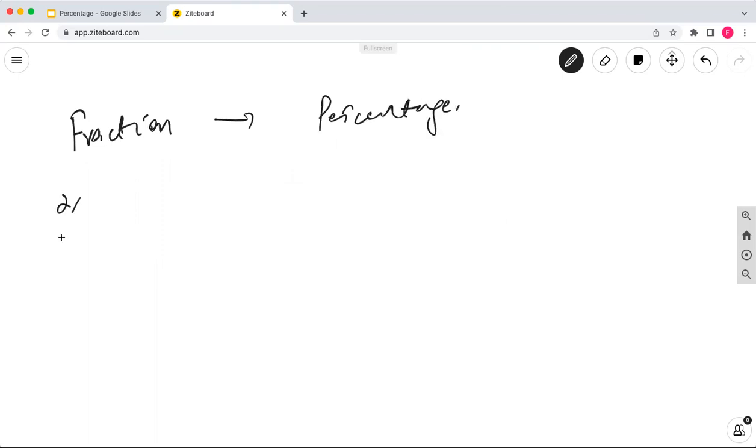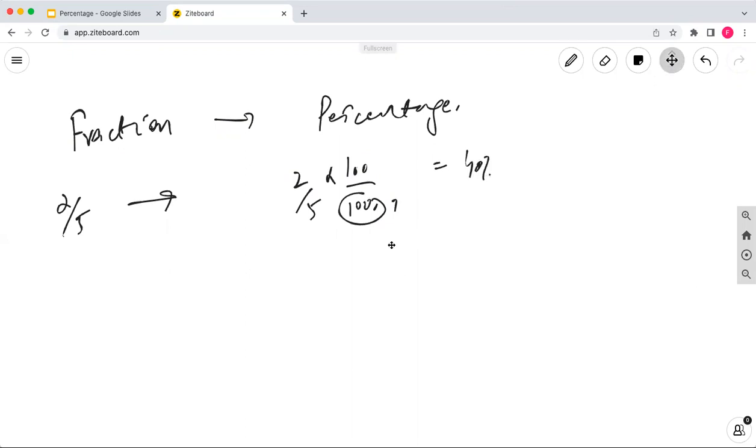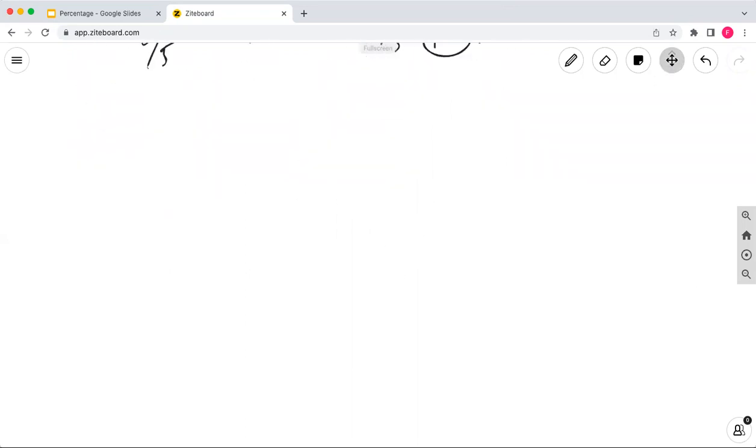For example, we have 2/5. What is this in percentage? 40%. Yeah, exactly 40%. Just multiply and divide by 100. This will become percent, the symbol of percent, and this will be just 40%, right? Okay. Now the next very important thing is percent change.